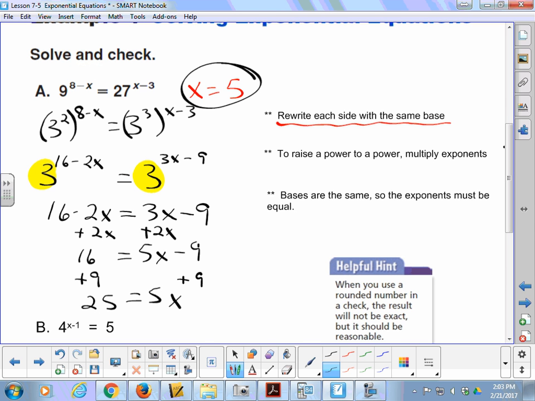So when we can make the bases the same, we're going to do that first of all, and then we can set the exponents equal to each other. Okay.